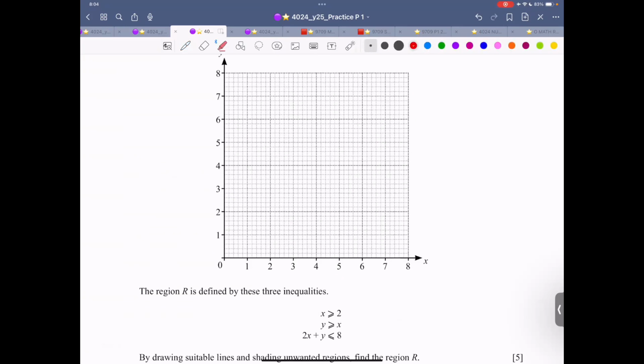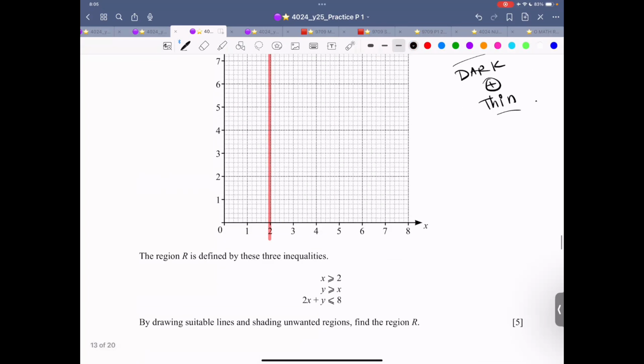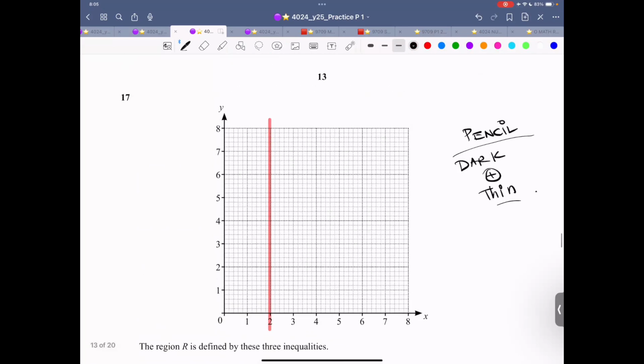Let's start with a red line. That is the line x equals 2. Now I'm making it more obvious by drawing a thick line. In your exam, it should be dark but thin. So remember this thing, pencil: dark plus thin. So now this is drawn, x equals 2.